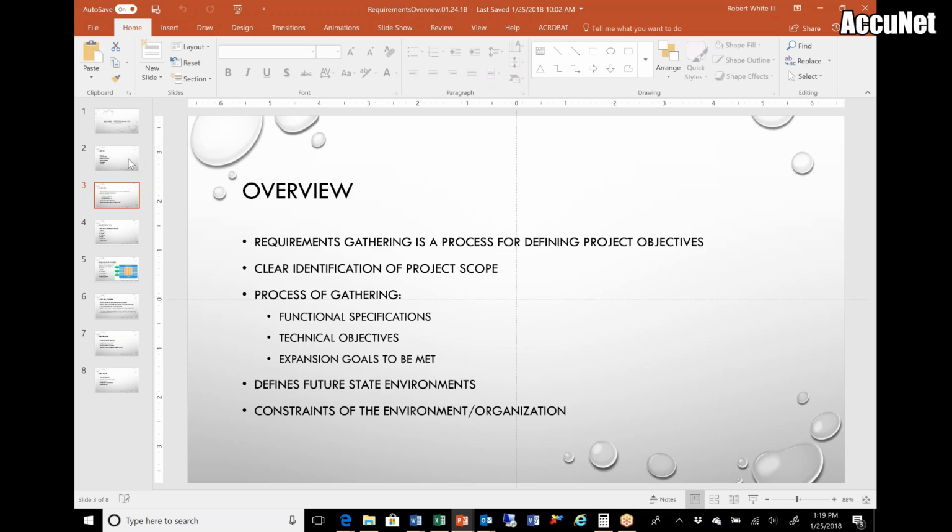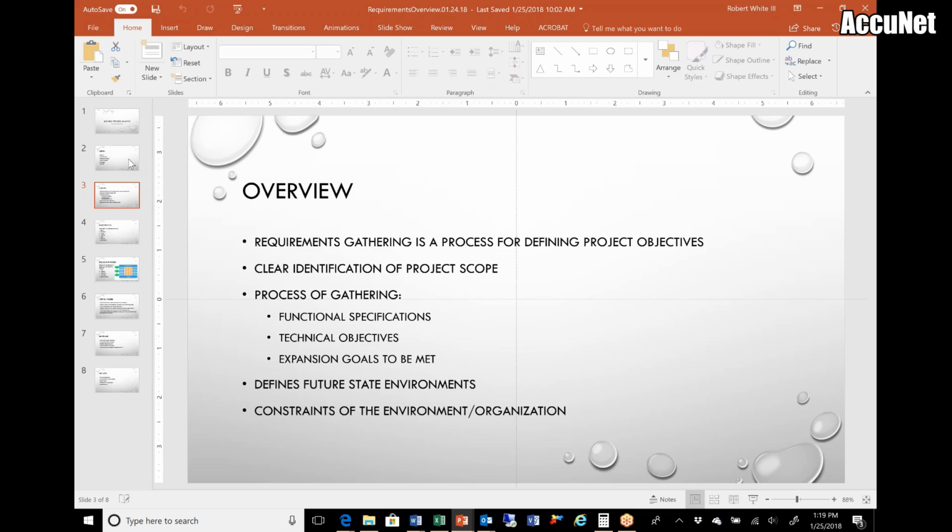Process of gathering. So we're going to gather requirements, gather information around functional specs. What are the functional things that a business wants to do? Not necessarily the tools and technology associated to the business, but what are the functions that we're trying to work on? And one of those might be generalized, like accounting. One could be procurement. Another could be payment and AP. The list goes on and on.